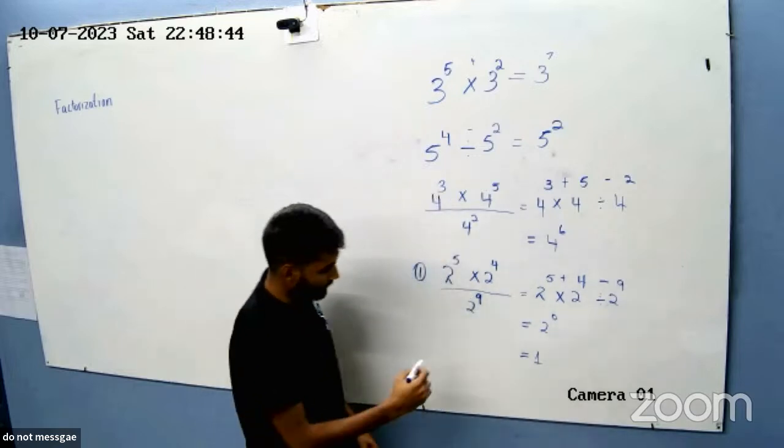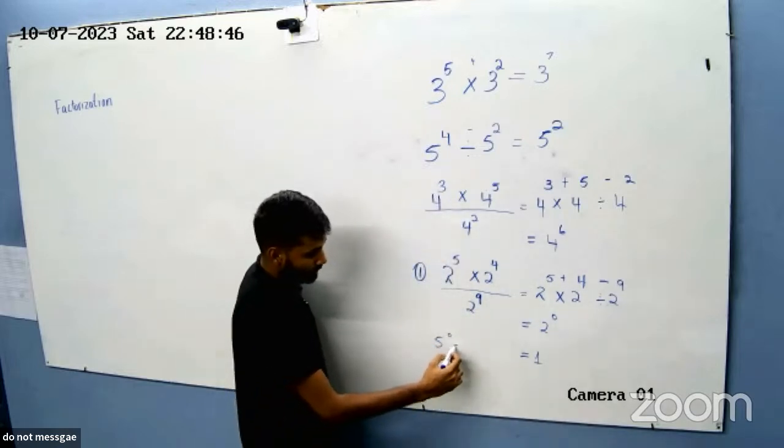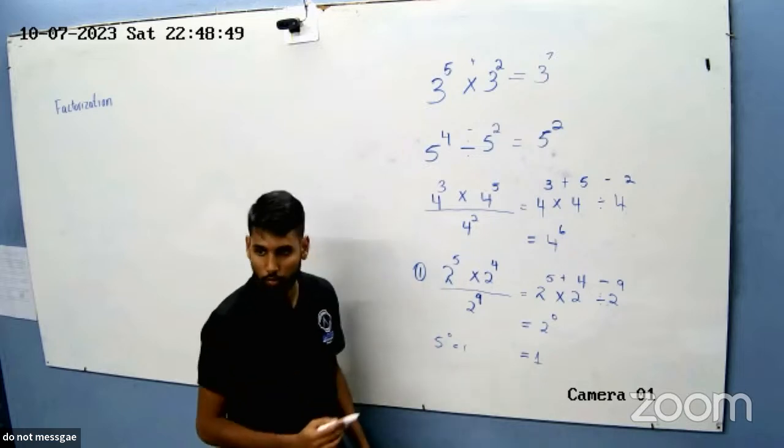Right? Any number. So if you have 5 to the power of 0, 1. 6 to the power of 0, 1.